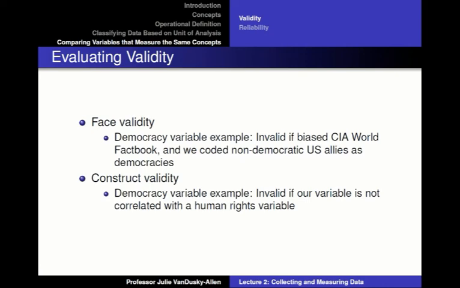Next, there is also the construct validity test that helps us determine if a variable is a valid measure of a construct. In a construct validity test, we determine whether our variable is correlated or related to similar variables it should be related to. We could compare our democracy variables to a human rights variable, as we know democracies are more likely to have good human rights practices than non-democracies are. If we compared our democracy variable to a human rights variable but discovered that the two variables were not correlated, our democracy variable would fail the construct validity test.